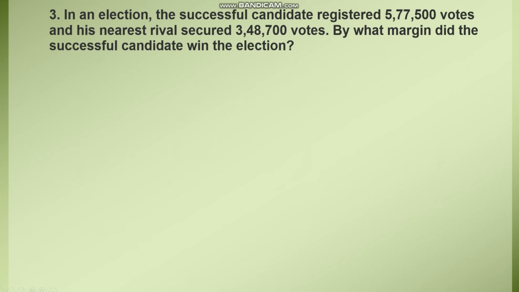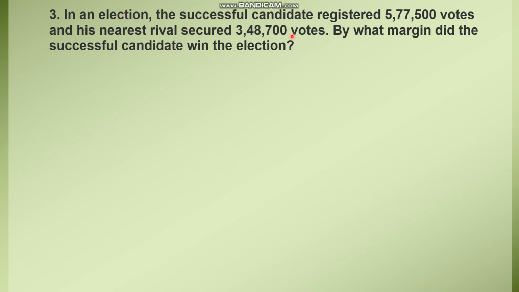Question number 3. In an election, the successful candidate registered 5,77,500 votes and his nearest rival secured 3,48,700 votes. By what margin did the successful candidate win the election?